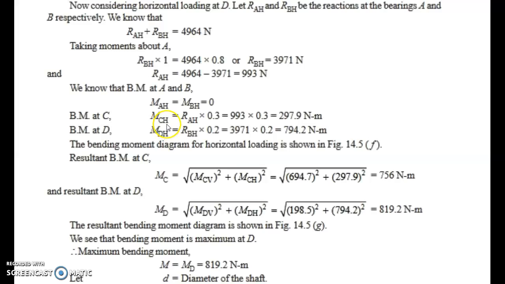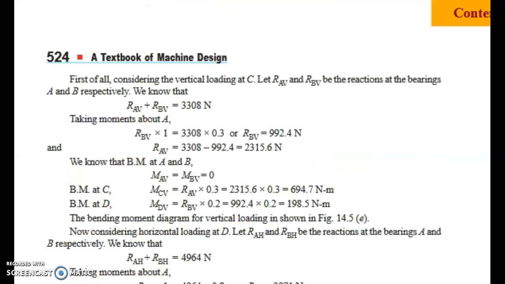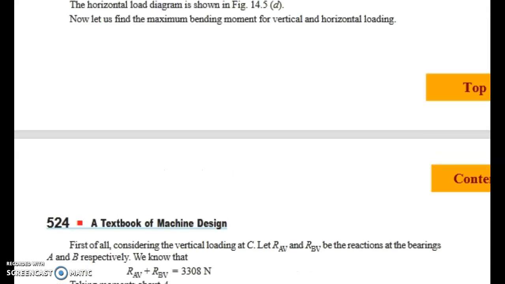And for the horizontal direction, at point C and D, we can calculate it: RAH into 0.3. What is the value? 993 into 0.3, that is equal to 297.9 Newton meter. And for the point D, or at pulley D, MDH is equal to RBH into 0.2. RBH we calculated from the previous equation. If we substitute this value, we can draw the bending moment diagram for the horizontal direction.